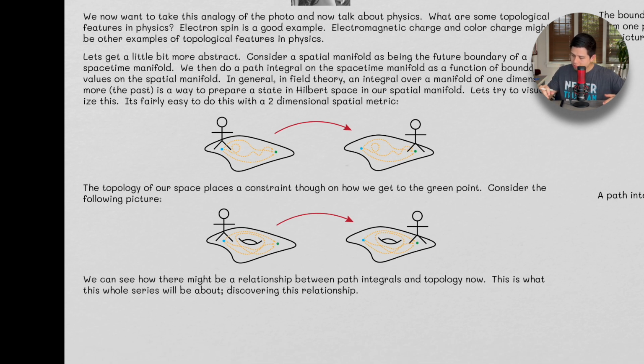In general, in field theory, an integral over a manifold of one dimension more, the past, is a way to prepare a state in a Hilbert space in our spatial manifold. Okay? Again, the idea is you start at some point in space, then you travel through that extra dimension of time, and you end at some point in space again. So that extra dimension of time constitutes the volume of the object.